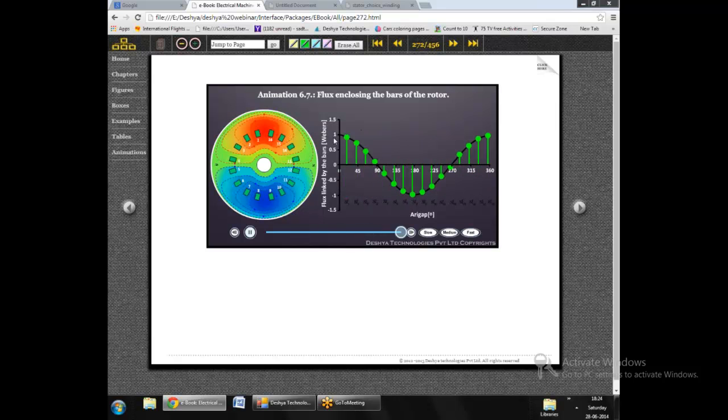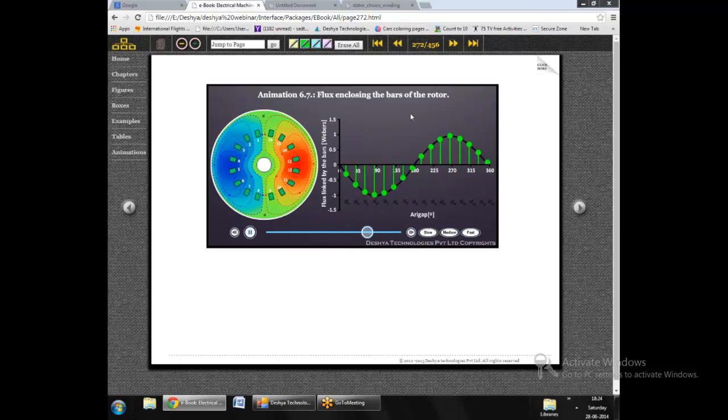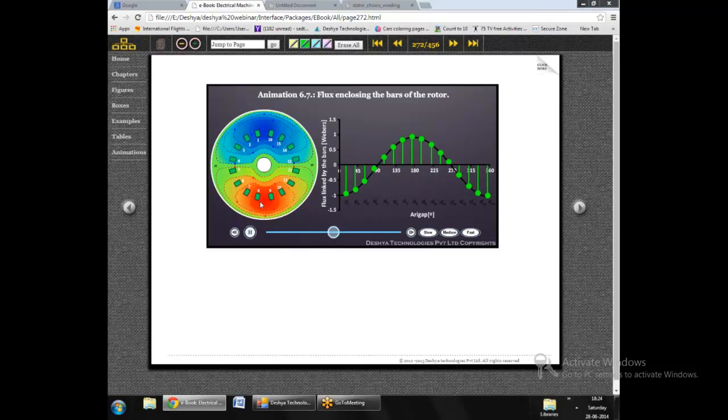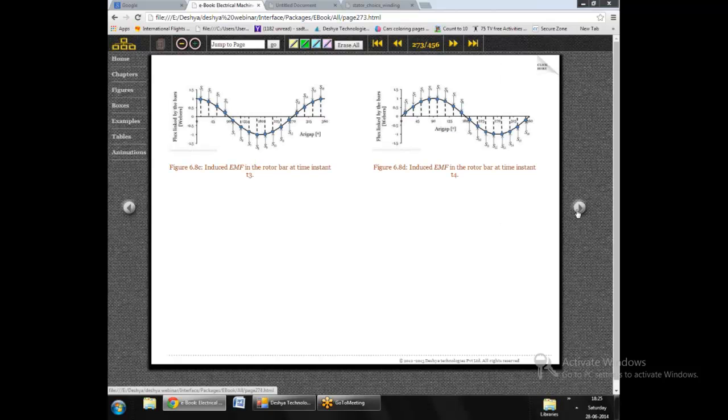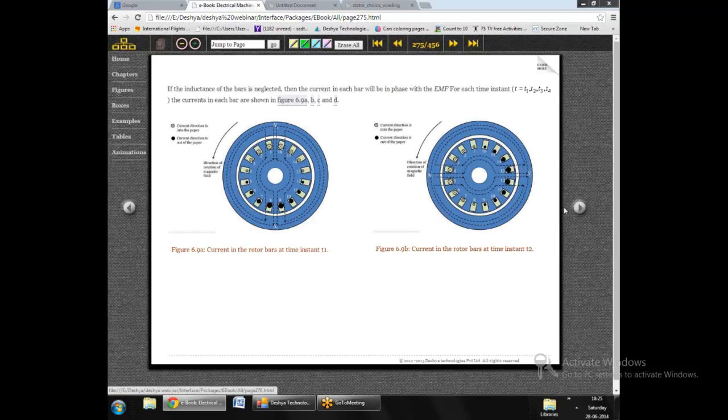And here we see the animation showing how the flux is enclosed by the rotor bars. Since the rotor is stationary, we can see here the rotor does not change its position. It's only the stator magnetic field which rotates. Due to that, the flux linked by different bars, which are labeled as SL1, SL2, SL3 here in the graph, changes continuously, and due to this changing flux, the EMF is induced in each and every bar.